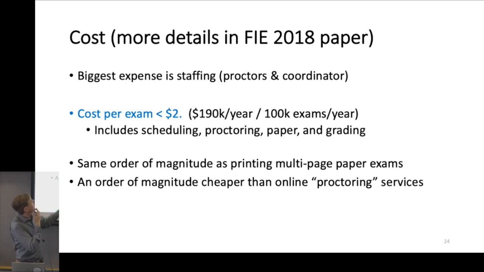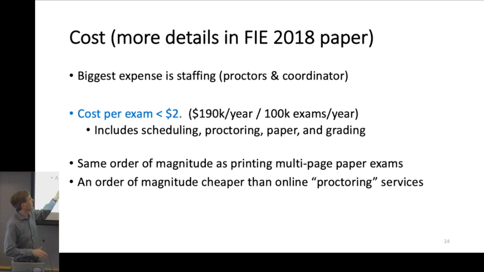Cost. Our biggest expense is staffing, the proctors and the coordinator. All told, last year we ran about 100,000 exams. Our expenditures were around $190,000. It comes to just under $2 an exam. That includes scheduling, proctoring, grading, paper, whatnot.